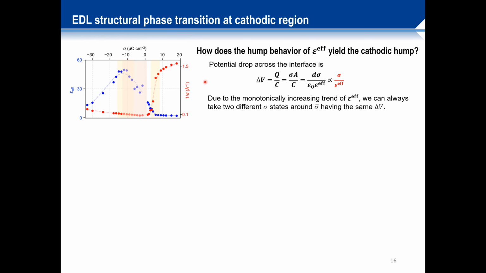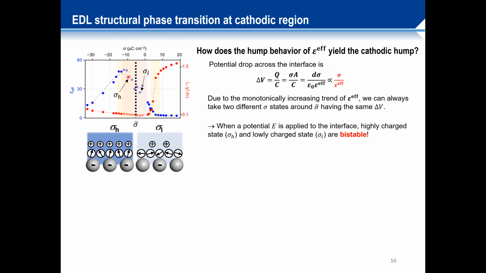So for the interfacial potential drop, the electrochemical potential can be simply understood as proportional to the ratio of your surface charge density divided by the dielectric constant, if you think about the two-plate capacitance curve of the motor. So near a certain sigma, what you can see here is that sigma is high, but also your dielectric constant is high. And at this point sigma is low, and also your dielectric constant is low, so that these two situations can accidentally have the same potential drop.